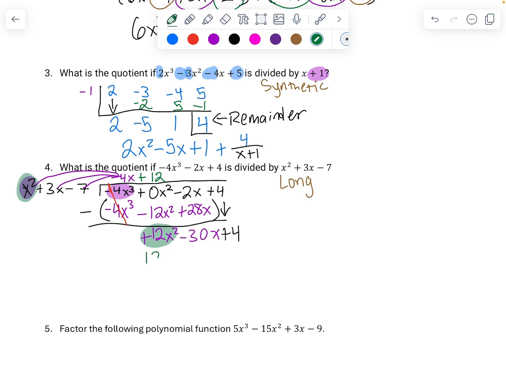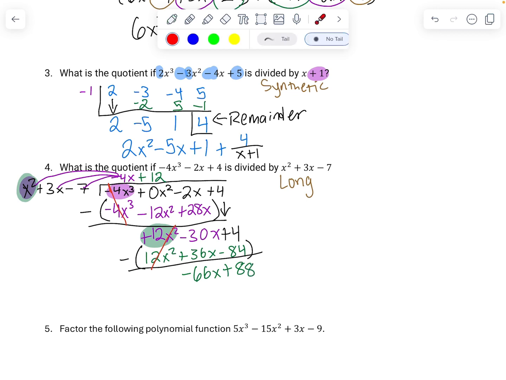So I'm going to have positive 12x squared, which is what I wanted. I have positive 36x, and then I have a negative 84, because 7 times 12 gives me 84. And then I'm going to again subtract all the way down. Those 12x squareds cancel out, which is great. That's what I wanted. Now I have negative 30x minus a positive 36x, which will give me negative 66x. And then positive 4 minus a negative 84 gives me positive 88.